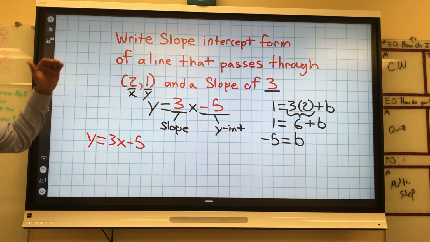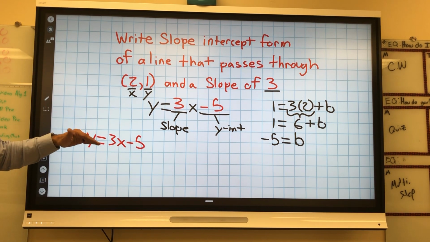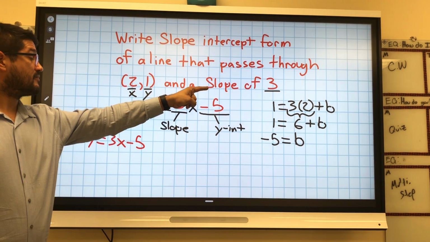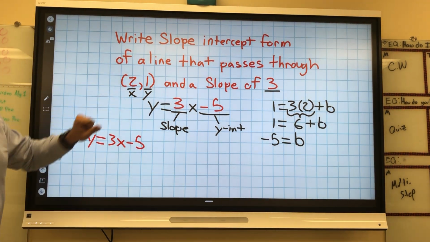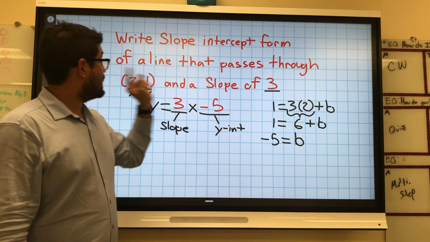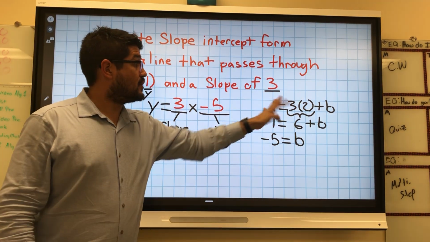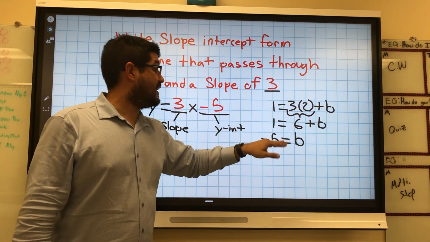So now I have a slope-intercept form of a line with slope 3 that goes through (2, 1). Because I put in 2 and the answer needs to be 1. So the only b that gives you that answer is negative 5.